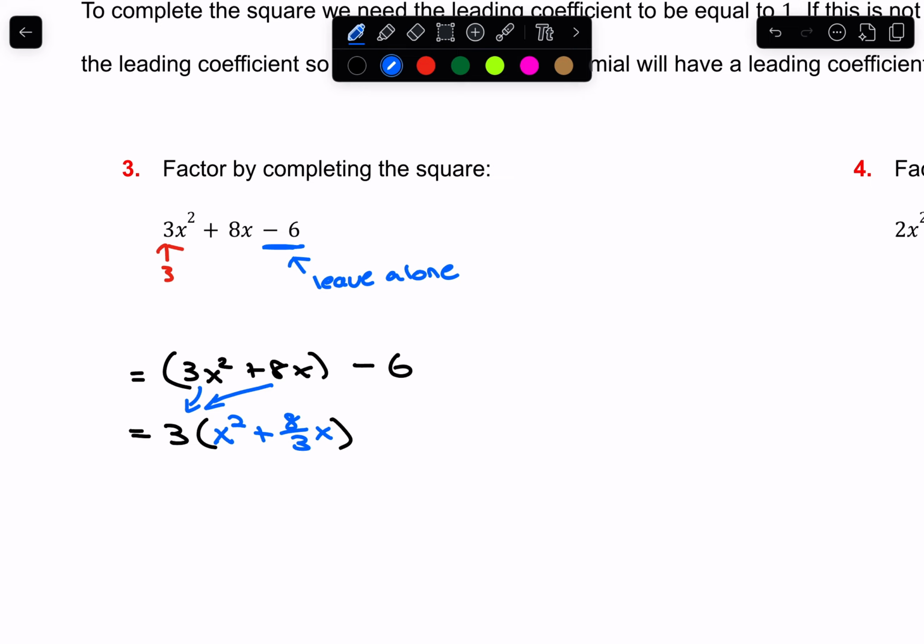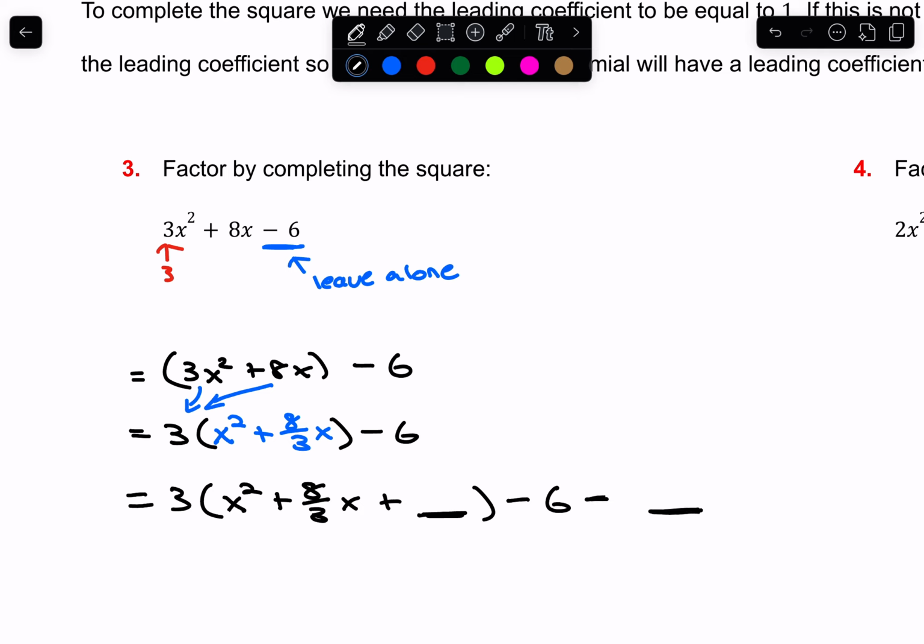Okay, so now we still have this minus 6 in the back, and now we want to go through the process of completing the square. So what we're going to do now is add some space. I'm not going to change anything in this step. I'm just going to write things a little more spaced out. So I'm going to write 3 parentheses 8 over 3x plus blank, and then end the parentheses, minus 6. And remember though, I have to subtract the same thing that I add in that earlier step.